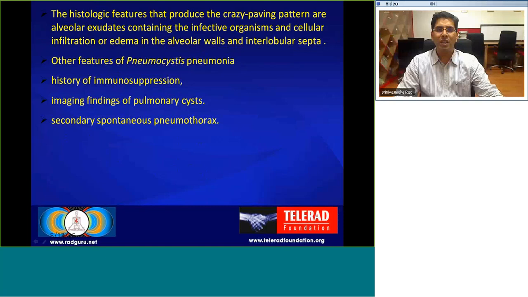There is always a history of immunosuppression in these patients, and the imaging findings of pulmonary cysts and spontaneous pneumothorax are seen especially in patients with Pneumocystis pneumonia.